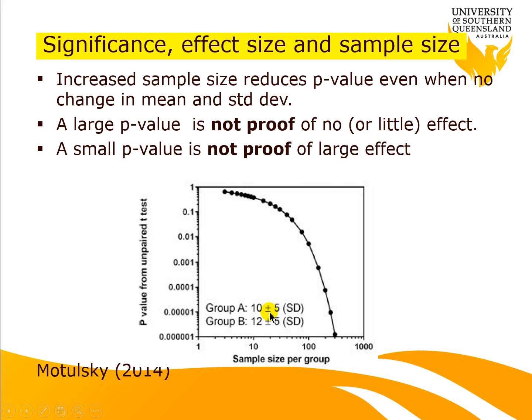So if this is a difference of 2 centimetres in tail length of a mouse, is that in any way meaningful for the question you've been asking, even if it is statistically significant? So a large p-value is not proof of no effect, and a small p-value is not proof of a large effect.